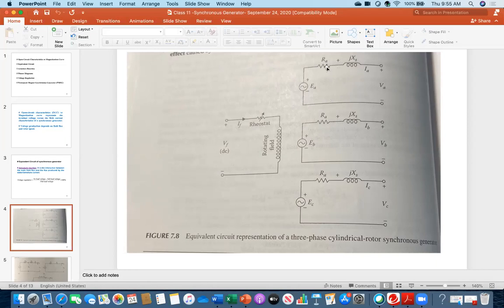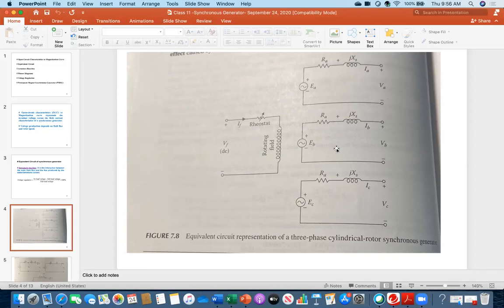RA stands for armature resistance, and the current flowing is the armature current. EA is the internal voltage across the armature coil, and this is called the terminal voltage of the armature. XS is called the synchronous reactance. In the next slide, I am coming in detail. Because this is a synchronous generator, keep in mind XS is called synchronous reactance.